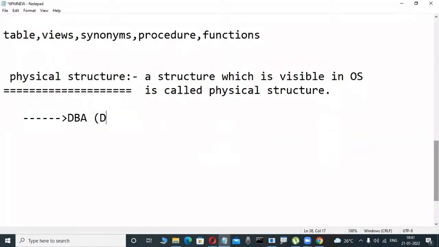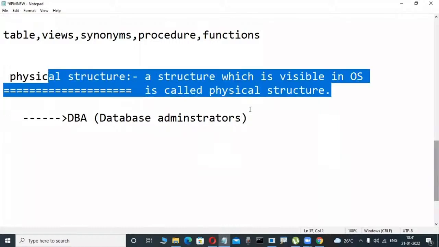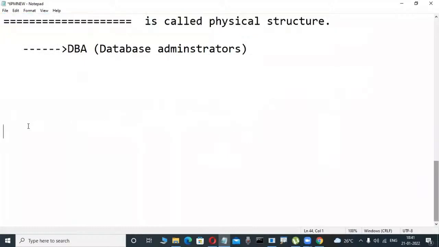Actually, on the project side, there are database administrators and some other types of persons in a database. Database administrators only work in the physical structure. Suppose I am an Oracle DBA, for example. I am learning Oracle DBA, for example. A DBA course is there, don't worry. Backup, recovery, so many things are there: tablespaces, segments, so many.